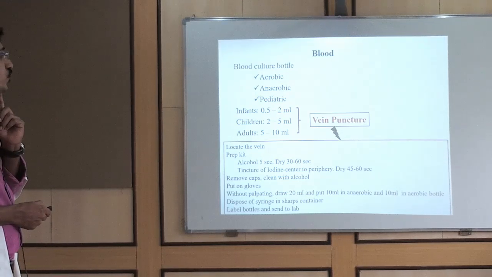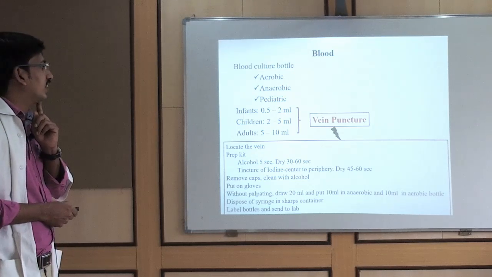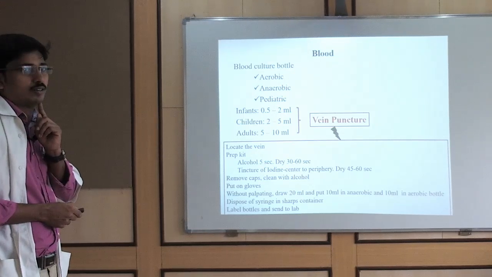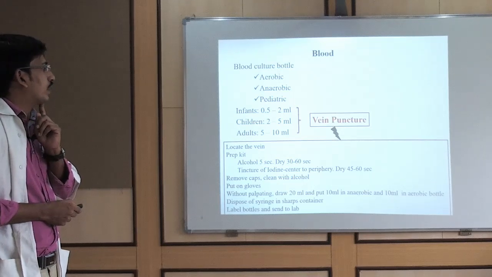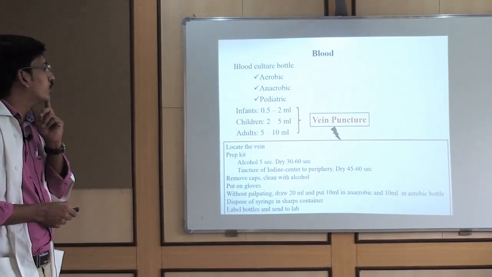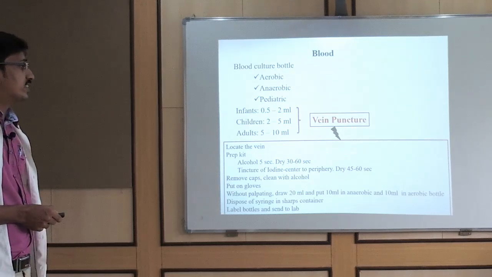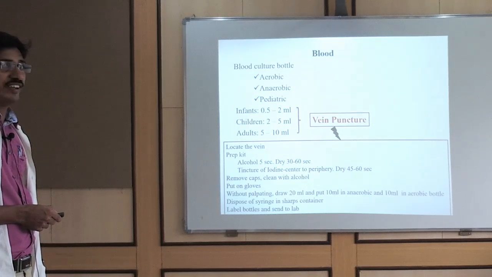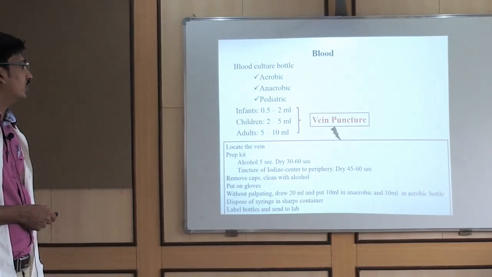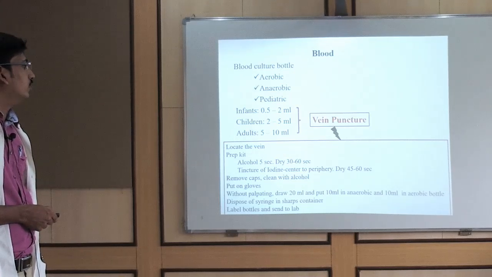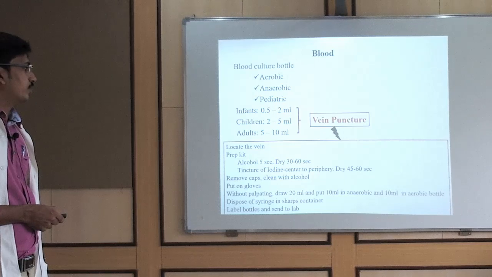In case of an infant, you should take 0.5 to 2 ml. In case of children, 2 to 5 ml. In case of an adult, 5 to 10 ml. This blood should be taken by venipuncture only. For preparation of venipuncture, first locate the skin, palpate to find the appropriate vein. Then use alcohol for 5 minutes, then dry for 30 to 60 seconds.